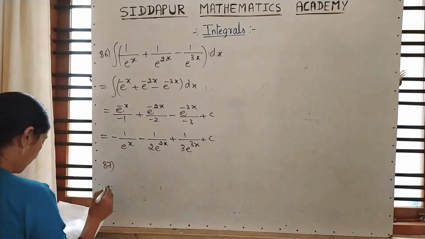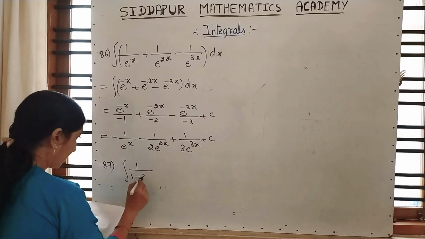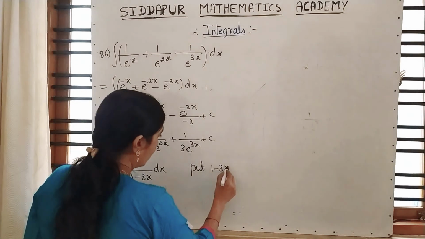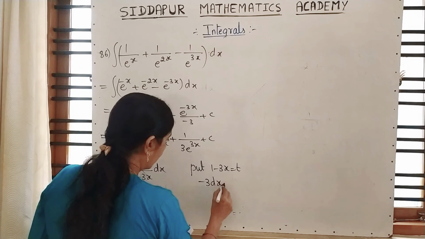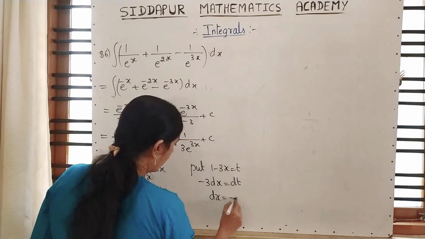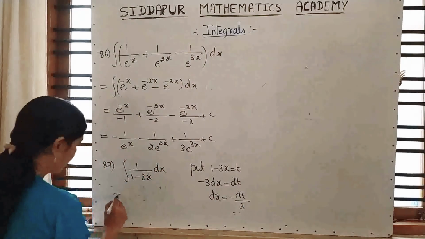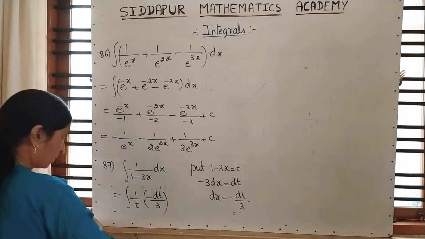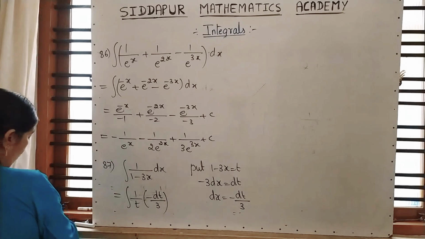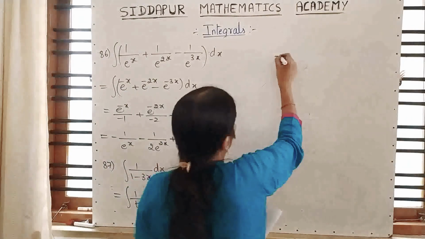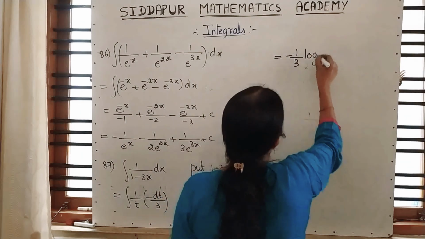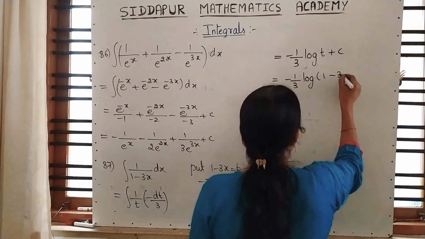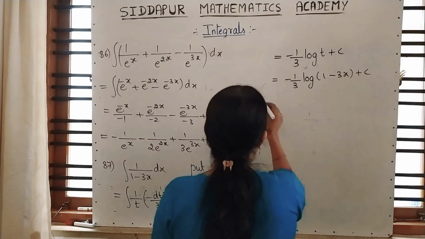Question number 87. Now integrate. Minus 1 by 3 constant log t. Question number 88.